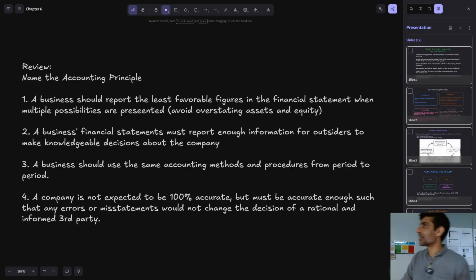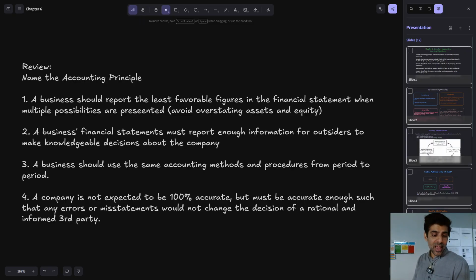Okay. A business's financial statements must report enough information for outsiders to make knowledgeable decisions about the company. What do we call this? Who wants to tell me with confidence? Kind of. I see what you're saying. It's not totally wrong. Disclosure, right? You want to make sure enough is known about the business, disclose enough so that they can know. But you're on the right track. Materiality, you could say, is part of that.